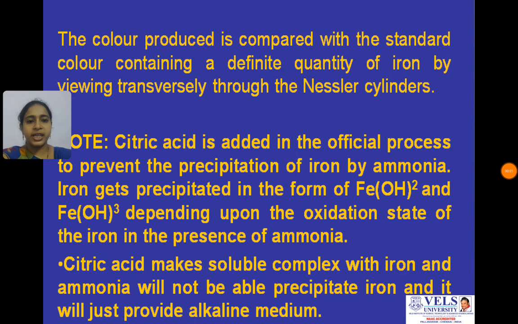The importance of citric acid in the limit test for iron is that citric acid is added in the official process to prevent the precipitation of iron by ammonia. Iron gets precipitated in the form of ferrous hydroxide or ferric hydroxide depending upon the oxidation state of iron in the ammonia. As citric acid forms soluble complexes with iron, ammonia is not able to form a precipitate with iron and it is used only to provide the alkaline condition.